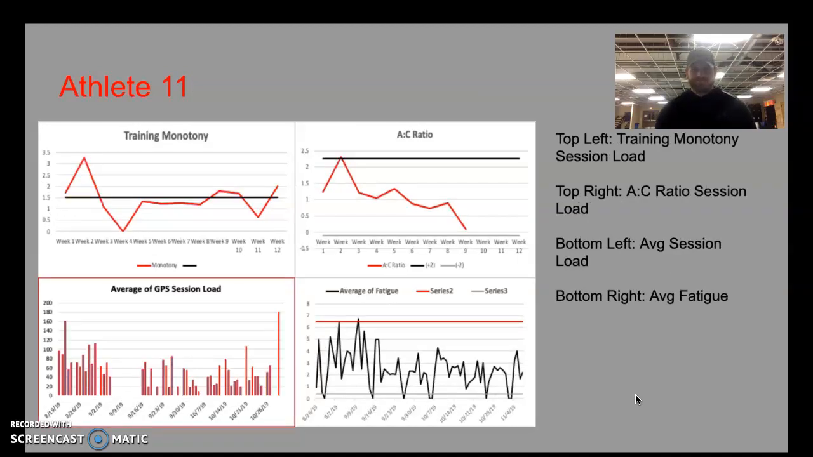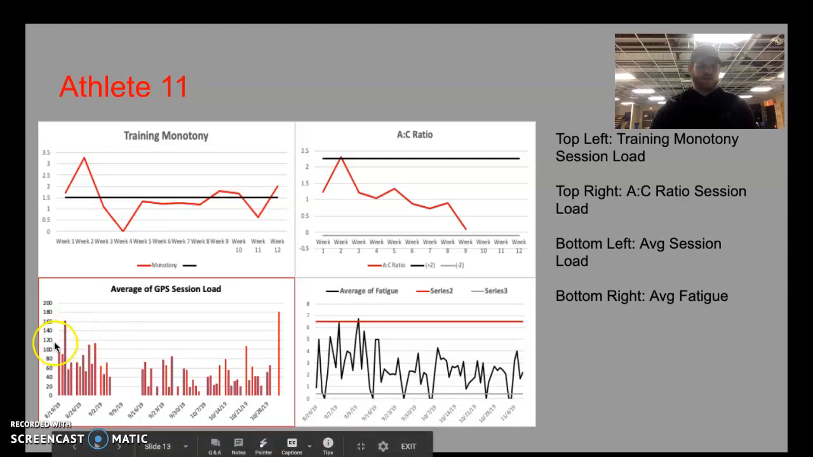Athlete 11, week 2, early season. A lot of monotony for the session load. And the AC ratio not only confirms day-to-day monotony, but it confirms that there's a lot of volume this week compared to the next week. And we can see that right here. We have this spike on week 1, and then week 2 is pretty high, and then it just goes down. It's still pretty low here.